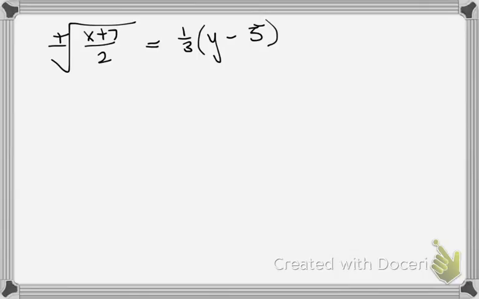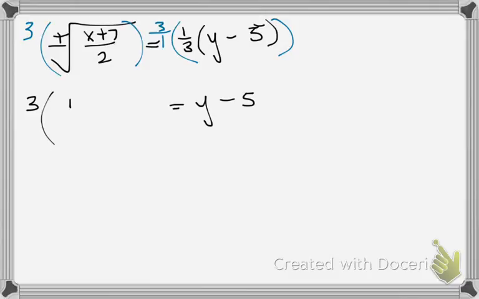Okay, I'm just going to continue moving on to isolating again. Now, a 1/3, in order to get rid of a fraction, I just need to multiply both sides by its reciprocal, which is 3 over 1 in this case, which is really just 3. So I'm going to multiply this by 3, and then I am left with just a y minus 5 on the left side here, and 3 times the square root of x plus 7 over 2.